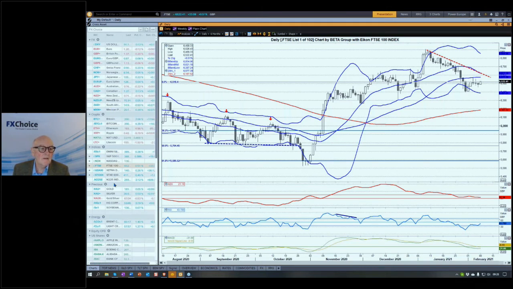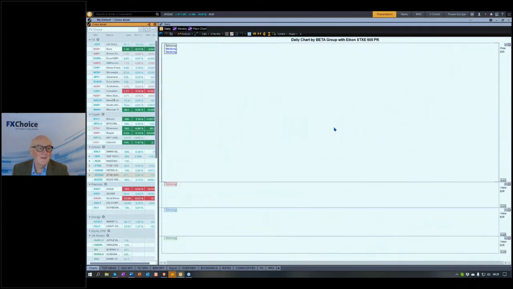Let's look finally at Germany. No, not finally, sorry, second to finally. Germany.